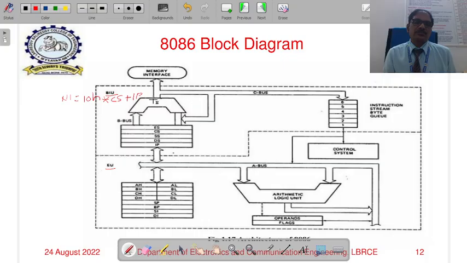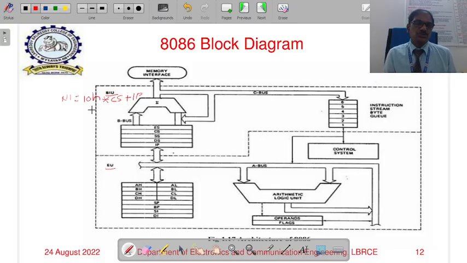The resultant is a 20-bit address. That 20-bit address is sent to the memory, then the memory supplies the next instruction. That next instruction is stored in the instruction queue. So that is the calculation of the next instruction address.